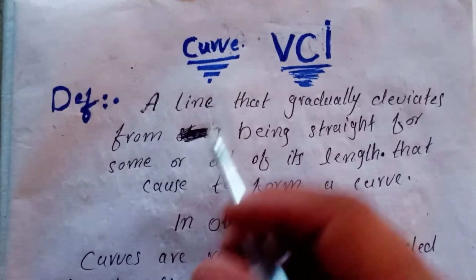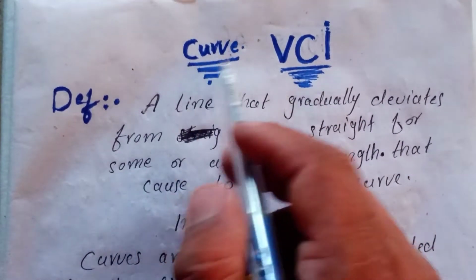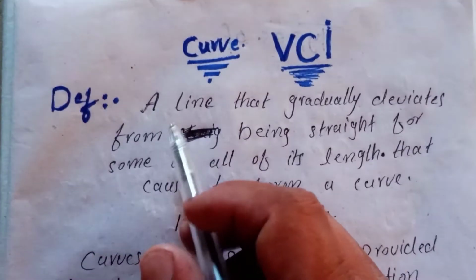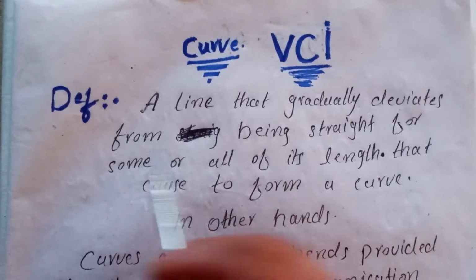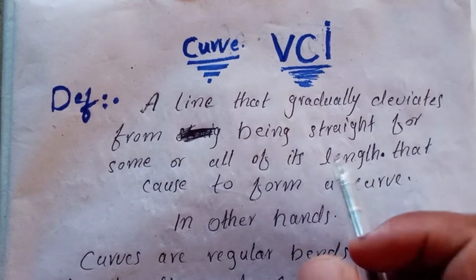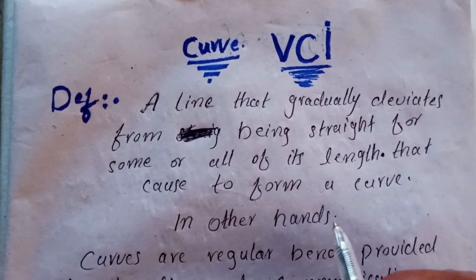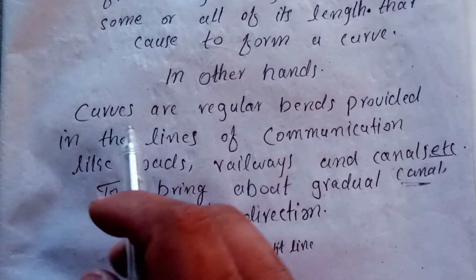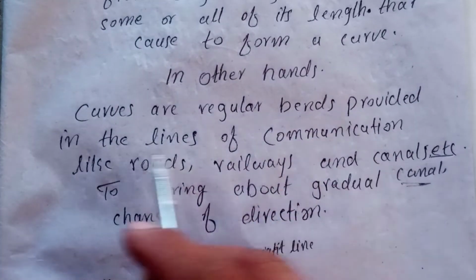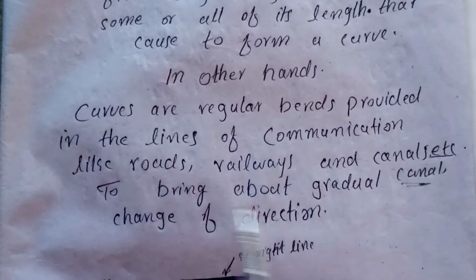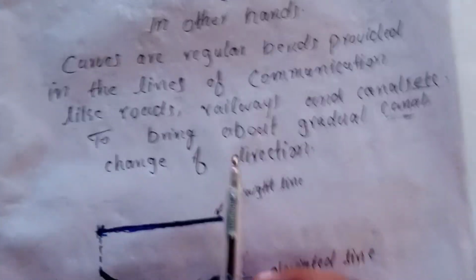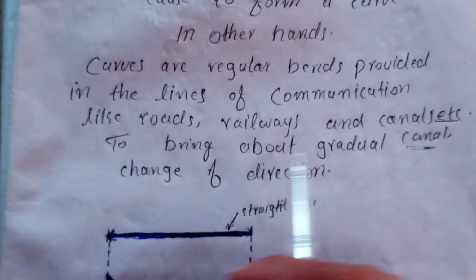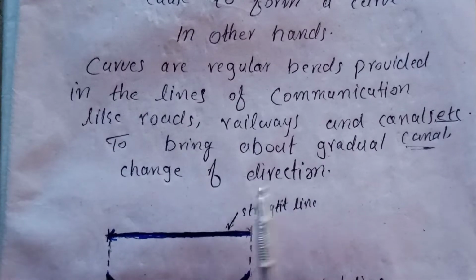So now we are going to explain the curve. The definition of a curve: a line that gradually deviates from being straight for some or all of its length is said to form a curve. On the other hand, curves are regular bends provided in the lines of communication like roads, railways, and canals, etc., to bring about a gradual change of direction.